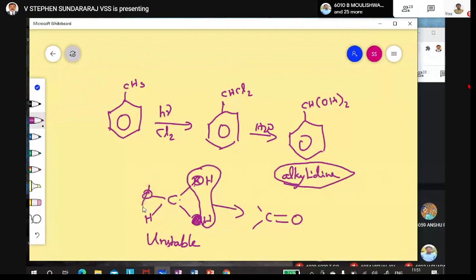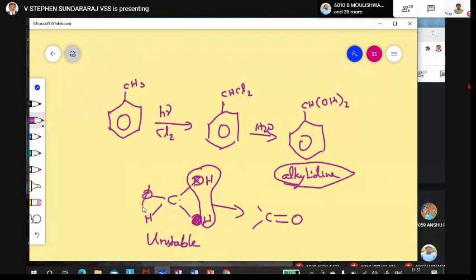And after that, one more is the Gattermann-Koch reaction. So far we were studying toluene into benzaldehyde. So now here, benzene into benzaldehyde. That is the Gattermann-Koch reaction, CHO. Now I am telling you one thing, if this reaction is asked in a conversion question, no need to worry about that. If anybody has forgotten to revise or study this Gattermann-Koch reaction, no problem.